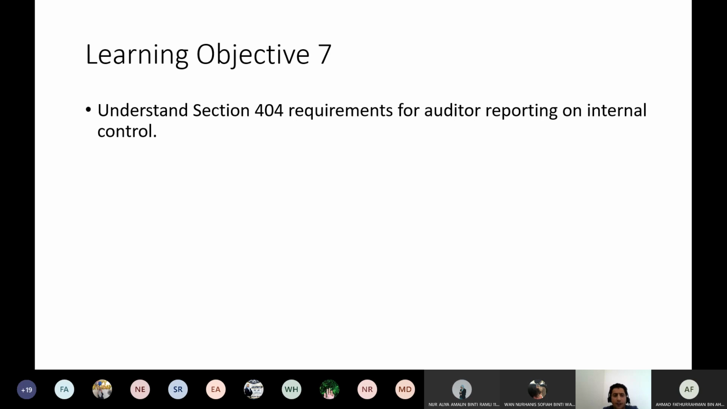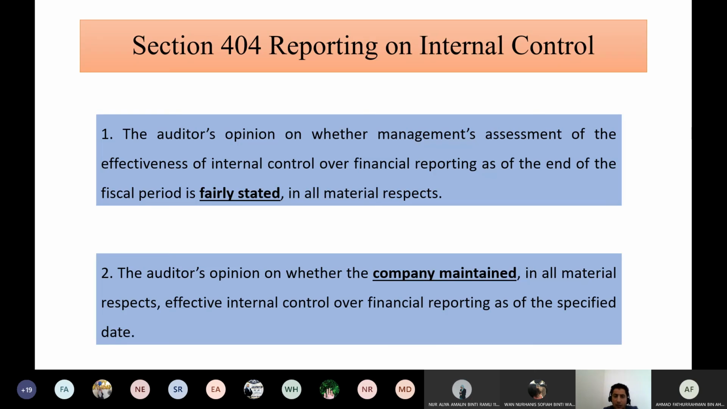Okay, now we have learning objective number 7, which is about understanding the Section 404 requirement for the auditor's report on internal control. What should the auditor report? First, the auditor's opinion on whether the management assessment of the effectiveness of internal control over financial reporting, as of the end of the year or fiscal period, is fairly stated in all material respects.